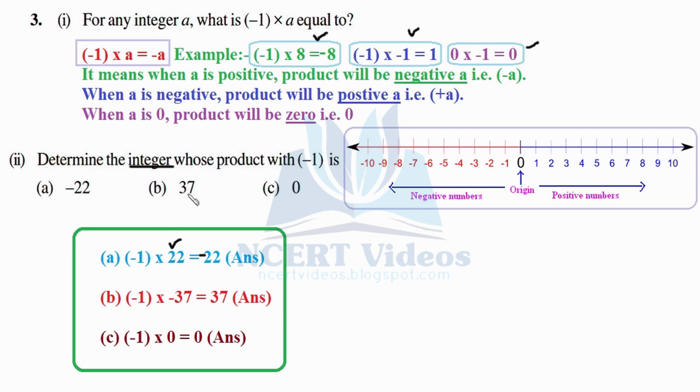Now B part, 37. What should be multiplied with minus 1 to get answer 37? It should be minus 37, because minus minus will make plus. So this is the idea behind these questions. Now 0, it is simple. You have to multiply it with 0 only. Whenever you have to get number 0, you have to multiply it with 0 only. So here answer is 0 for your C part. That was your question number 3.